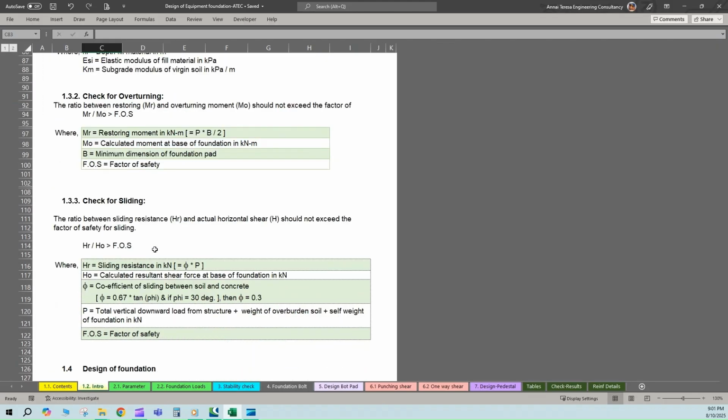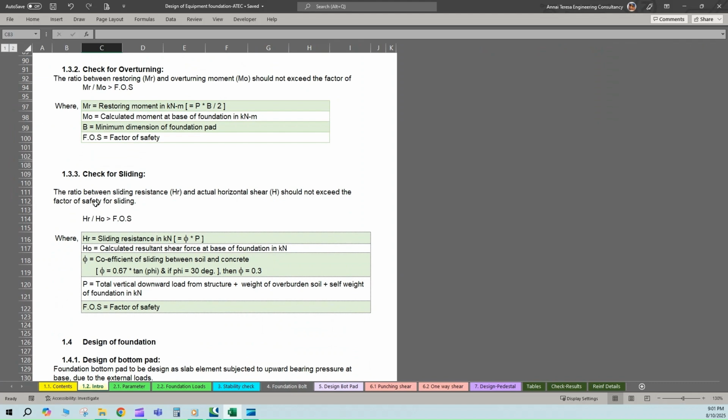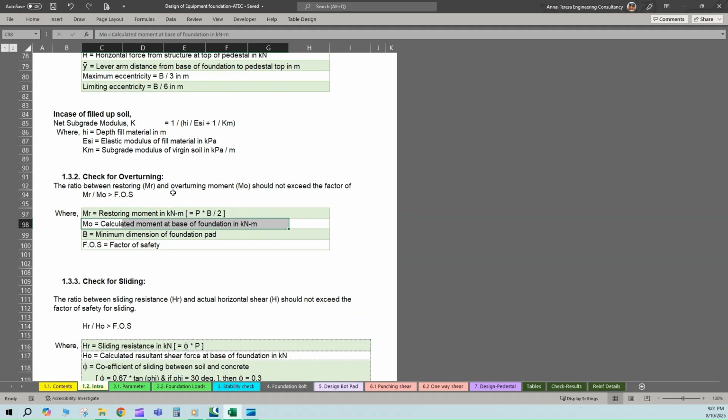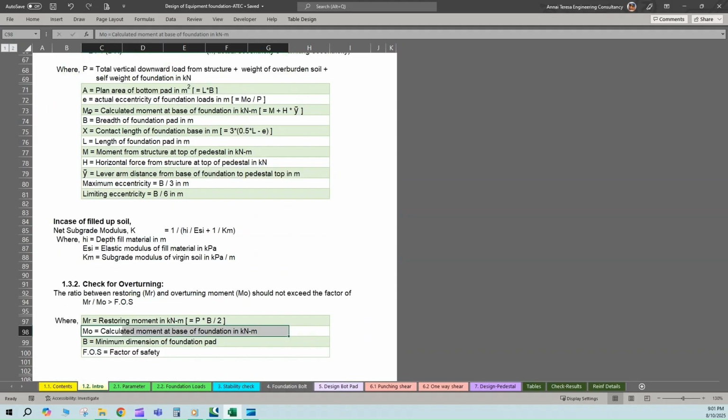The next one is the check for sliding. Before that, the check for overturning. This overturning check is very simple. We need to check that the factor of safety, obtained by dividing the resistant moment by the overturning moment, should be greater than the required value. The overturning moment is calculated from the moment at the base of the foundation, which we already calculated for the bearing pressure. This moment we need to check against the bending moment, that is the resistant moment of the foundation.